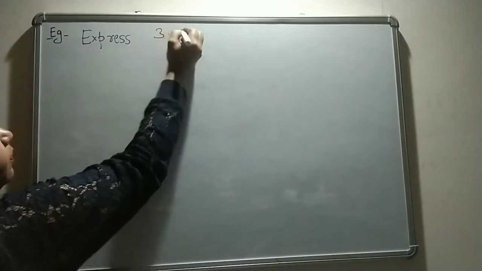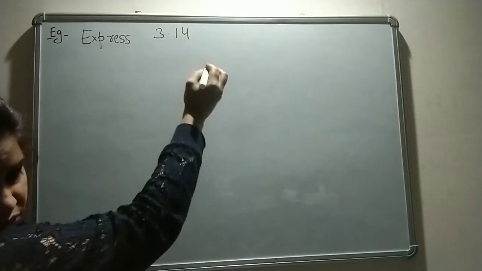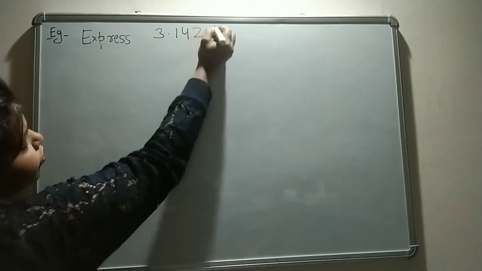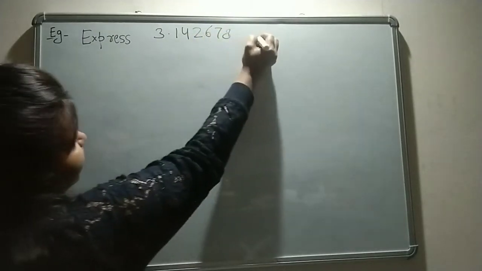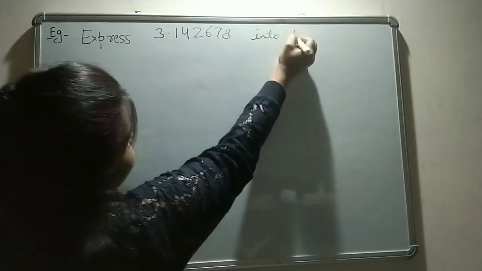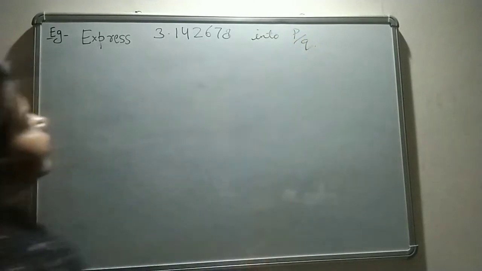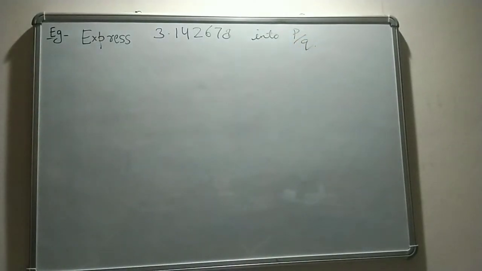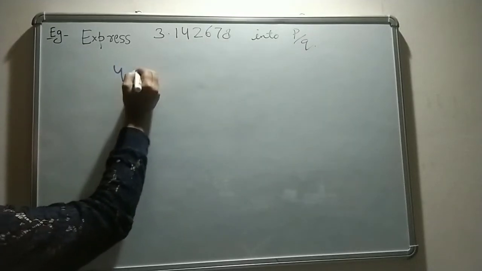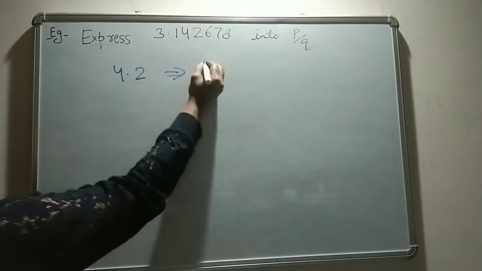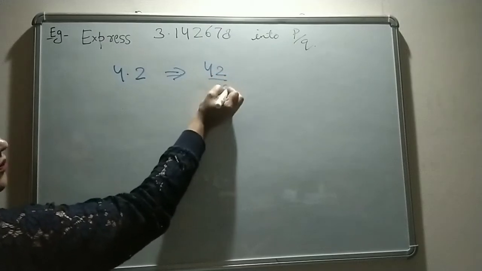Convert 3.14268 into p upon q. If you look over here, it's a simple thing. You must be doing it already: 4.2 can be converted as 42 upon 10.